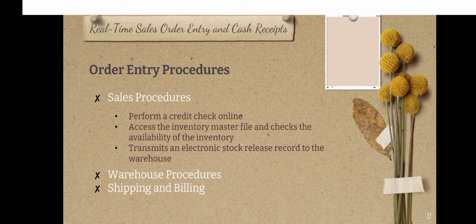So under the warehouse procedures, the warehouse clerk's computer prints a hard copy of the electronically transmitted stock release document right away. The clerk then selects the items and sends them to the shipping department along with a copy of the stock release paper. So in the shipping and billing procedure, the products, the stock release paper, and the hard copy packing slip created on the terminal are all reconciled by the shipping clerk. After that, the clerk then chooses a carrier and prepares the goods for shipping.